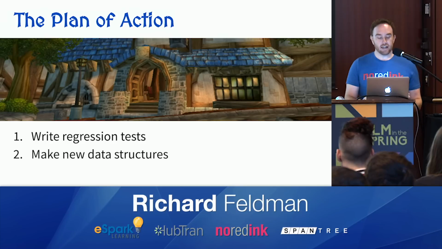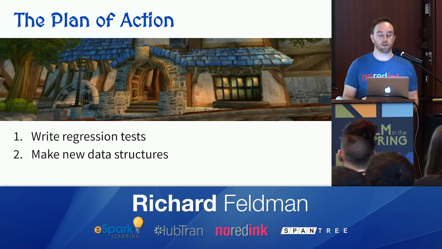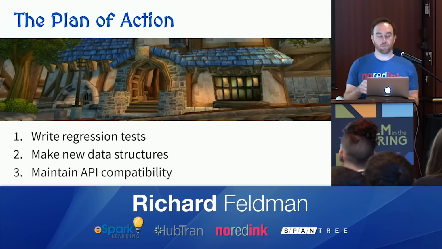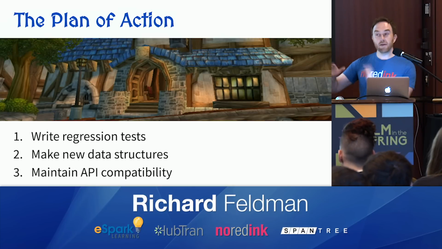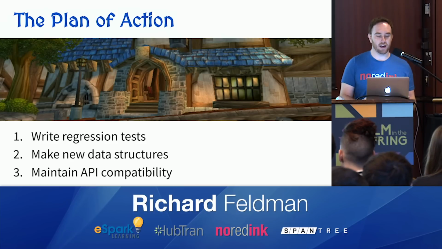Second, we're going to make some new data structures. These are going to be under the hood, behind the scenes, not visible to the public API. The public API is going to look the same. And then finally, we're going to make sure that we maintain API compatibility the whole time. So at the end of the day, once this new feature is in, we can sit down and have some long conversations about the API. But for now, the goal is to add this one new feature without breaking stuff and only using new data structures internally. That's our plan of action.